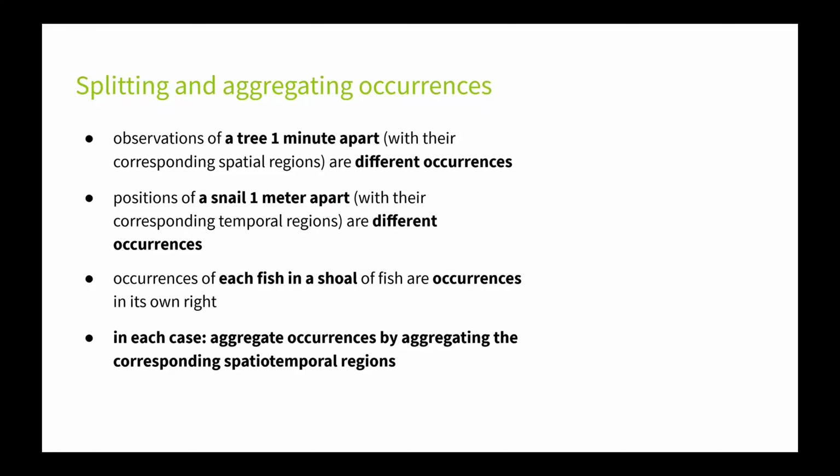Note that these examples are intended to showcase the consistency of the model. Knowing that trees don't move, recording a tree's position every minute is usually not informative. What these examples highlight, though, is that the model provides a uniform basis to split or aggregate occurrence data.